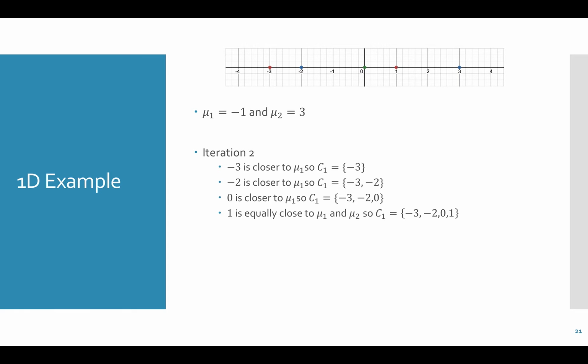And so what we can do here is randomly choose a cluster for it to belong to, okay? I have randomly chosen to add it to cluster 1. You could also randomly add it to cluster 2, and you would get different results. So adding it to cluster 1 gives us this cluster here, which is -3, -2, 0, and 1. And then finally we check 3, and 3 is closer to mu2 than it is to mu1, so cluster 2 now has the number 3 in it.